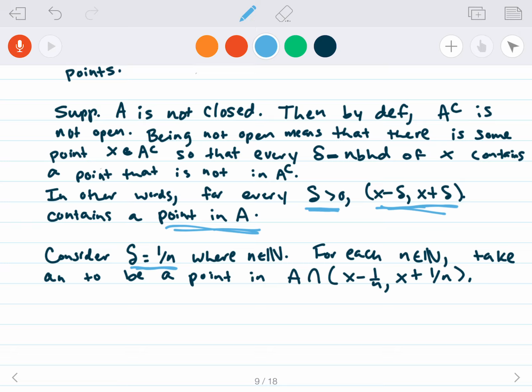Then I can find a point in my neighborhood that contains a point in A, right? And so I can always do this, and it will not be empty. I can find a point in both the neighborhood and A, okay? And I'm going to call that point a sub n. And I'm going to form a sequence in this way.